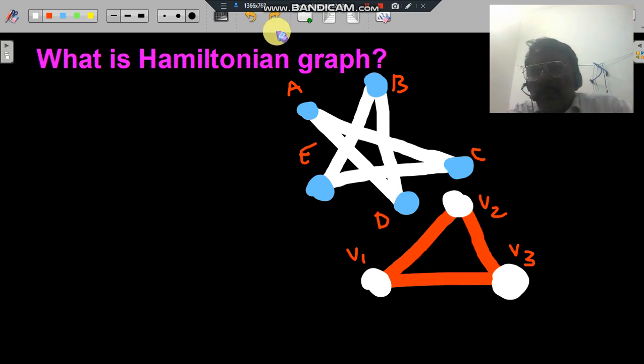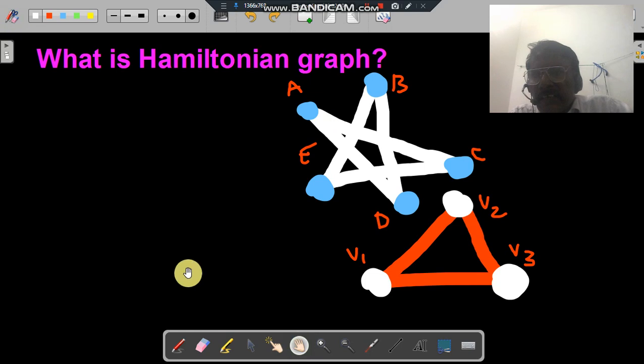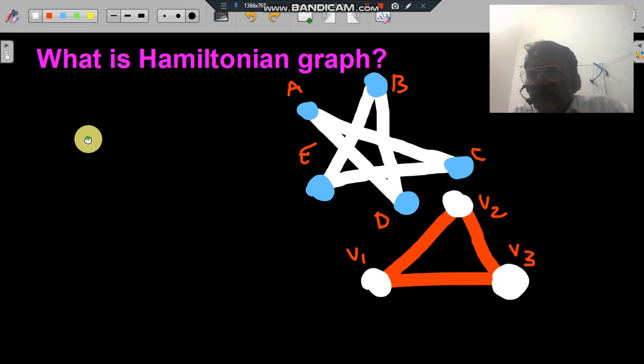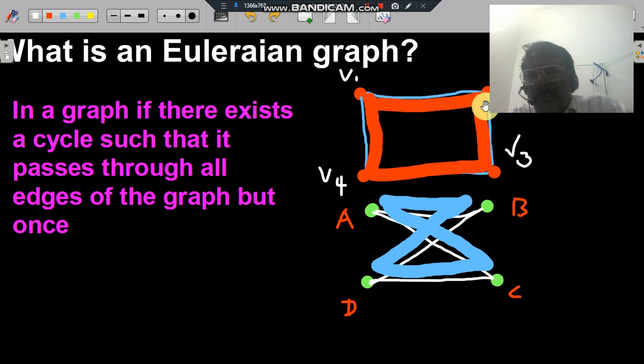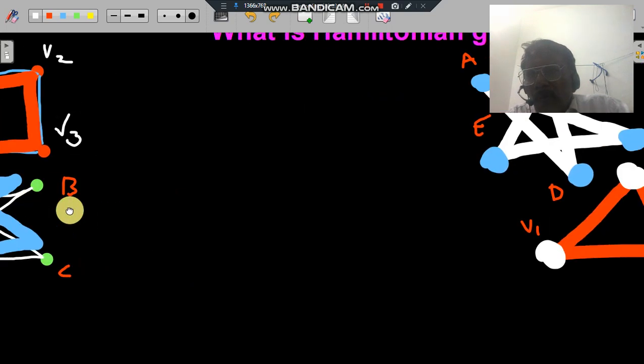Okay, now what is a speciality in these two pictures? In the previous case, the speciality is that the cycle passes through all the edges but once. This is one edge, this is another edge, this is another edge, the fourth edge. So the cycle passes through each edge only once. Similarly here, the cycle passes through each edge but once.